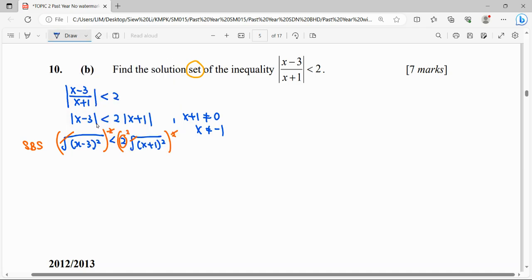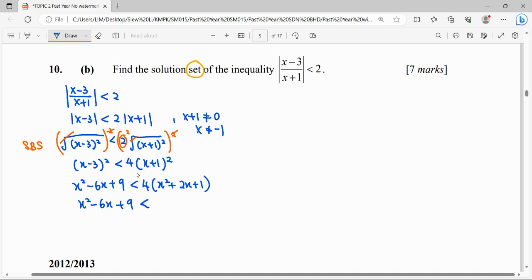So what we have here is x minus 3 squared greater than 4 times x plus 1 squared. Then we expand our quadratic and rearrange it. So a squared, 2ab, and b squared. So rearrange, move this quadratic to the left hand side.